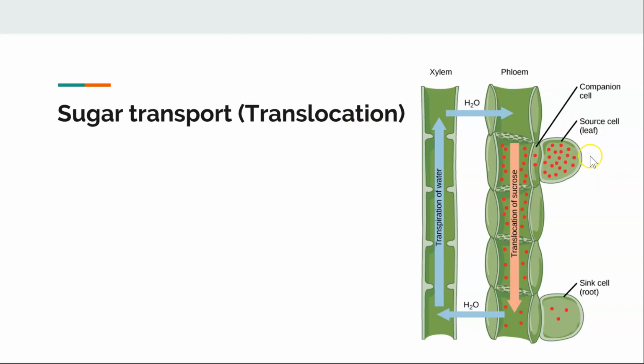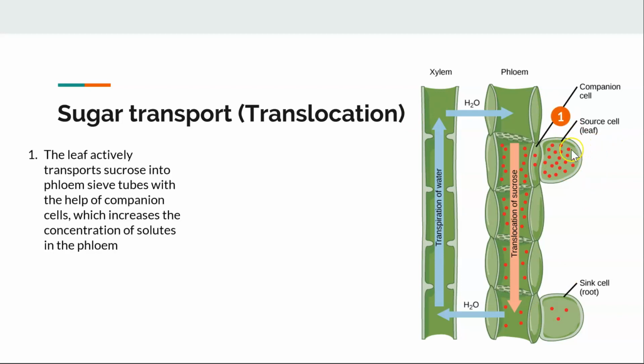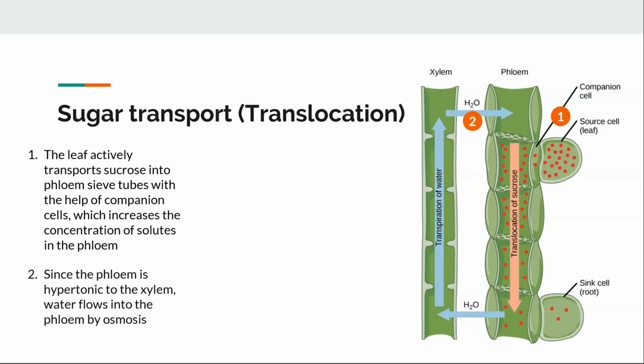So we know the leaf produces the sugar, and that will actively transport sucrose into the phloem with the help of the companion cells. What that does is it's going to increase the concentration of solute in the phloem. Remember, the phloem and the xylem are right next to each other. So, with that increased solute concentration, the solution in the phloem is now hypertonic to that of the xylem. So water is going to move into the phloem from the xylem by osmosis.